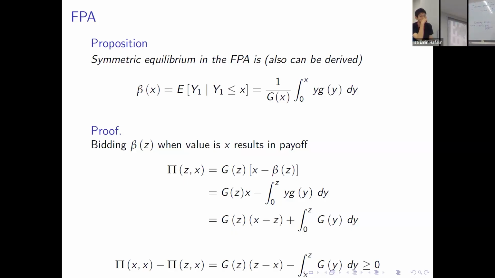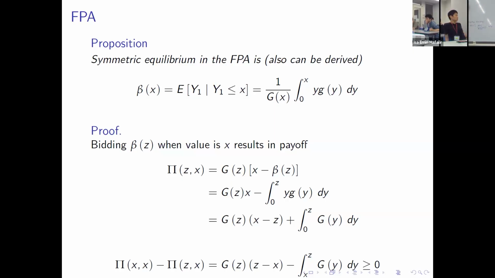What I want to show is truthful bidding, basically. So this is like a direct version of a first price auction. Truthful bidding is better than bidding something else, right? So what do I look at? I look at the difference between the utility of truthful bidding and the utility of bidding something else.